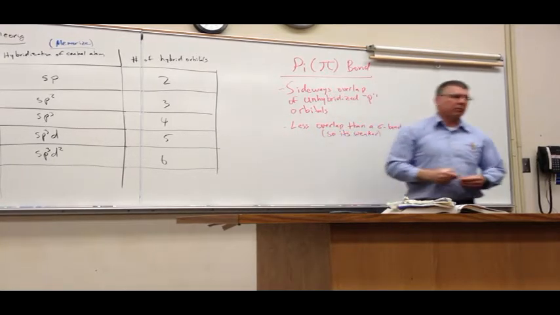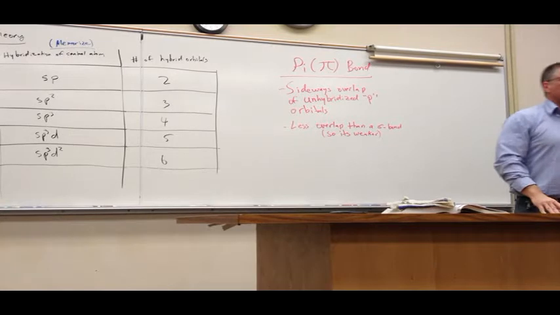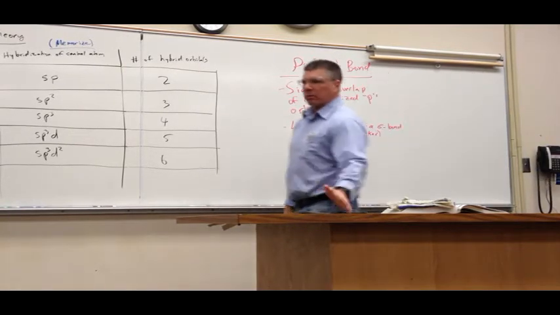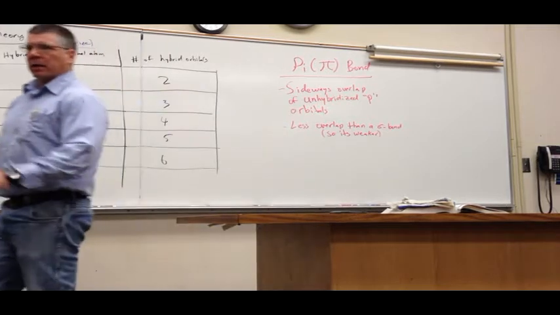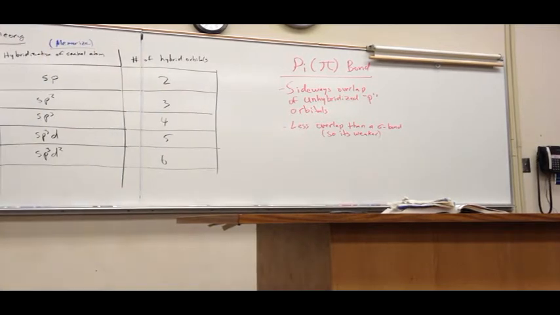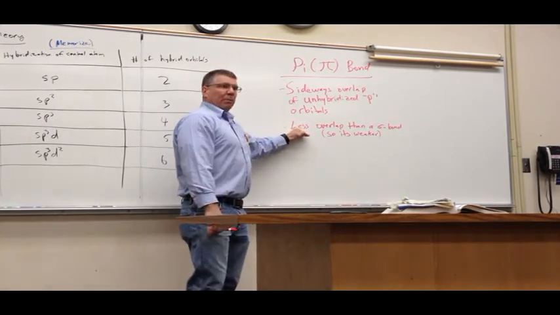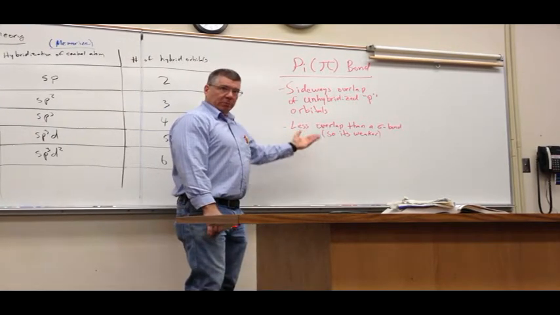A pi bond is sideways overlap of unhybridized p orbitals. That's the only type of pi bond we're ever going to deal with in this class. It has to be a p orbital on this atom and a p orbital on this atom, not hybridized. They overlap sideways. I'll draw the picture in a minute. They make a pi bond. There's less overlap than a sigma bond, and so they're weaker than a sigma bond.